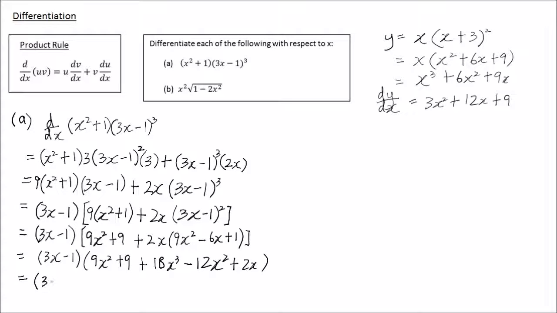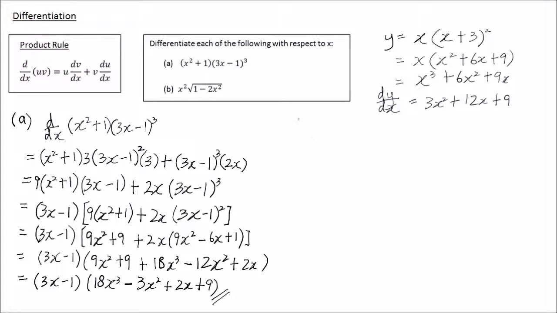This will give us 3x minus 1. Simplifying within this bracket, 9x squared and minus 12x squared will give us minus 3x squared. But first we write the x cubed in front, 18x cubed minus 3x squared plus 2x plus 9. So this is the final answer for the first question.